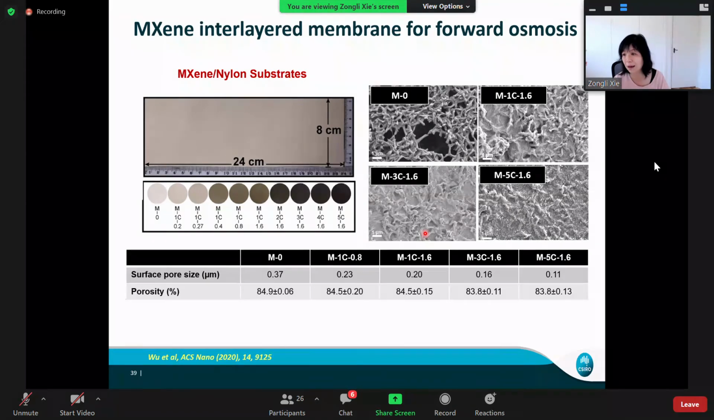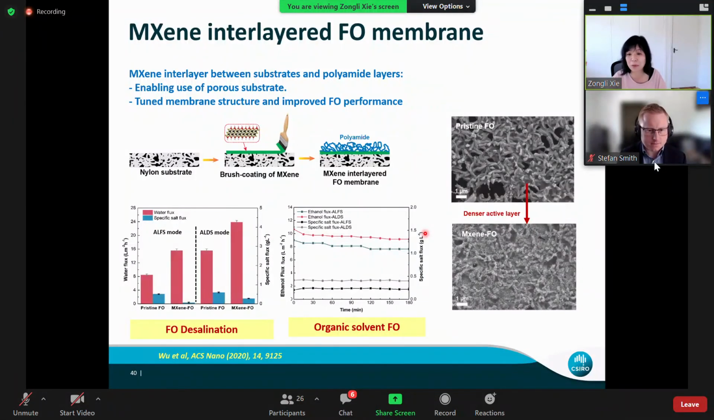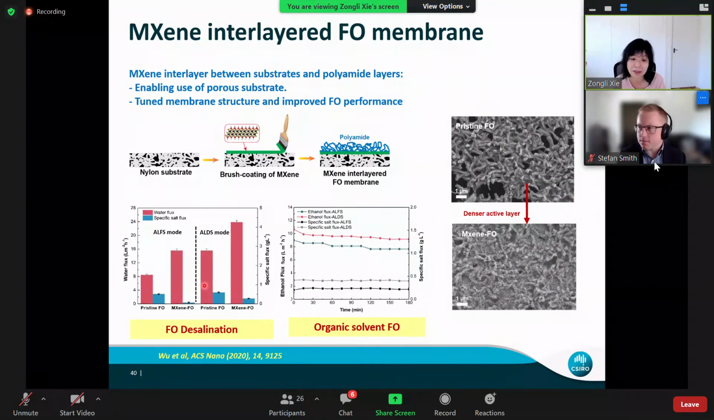And then we add this unique MXene interlayer, and we regulate the interfacial polymerization and change the surface pore size. We are able to form this MXene interlayer FO membrane with enhanced water flux and also reduced reverse solid flux. And the most important thing is that by using this technique, we can scale up, because we can make it A3 size.